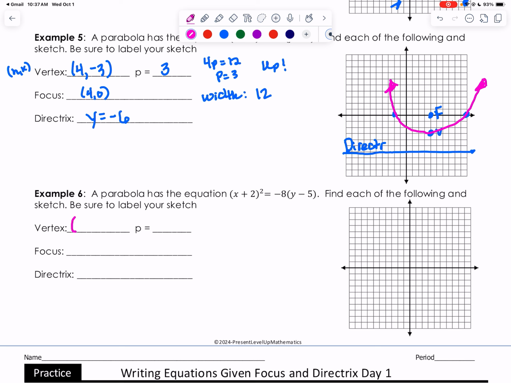For the vertex, I put negative 2, comma 5. So 1, 2, up 1, 2, 3, 4, 5. So vertex is right there. Now, in this problem, 4p was equal to negative 8. Therefore, 1p equals negative 2, which means this parabola is going to open down. So that means to find my focus, I move down 2 units. 1, 2. This would be my focus. So that's (-2, 3).